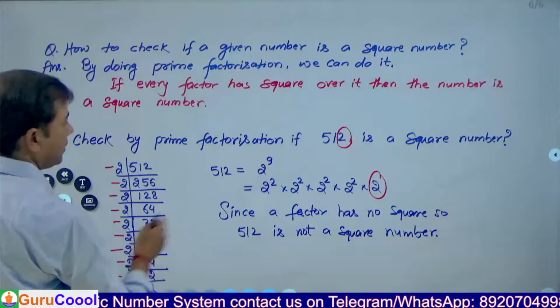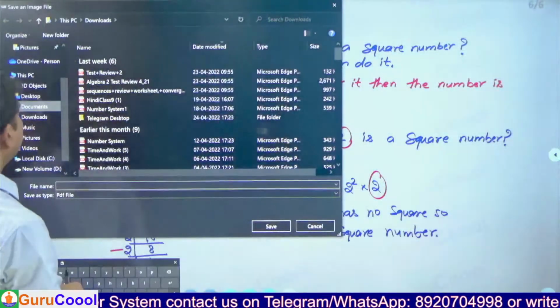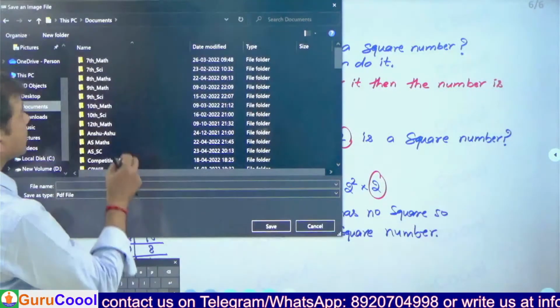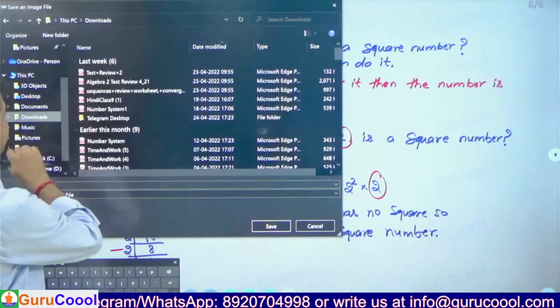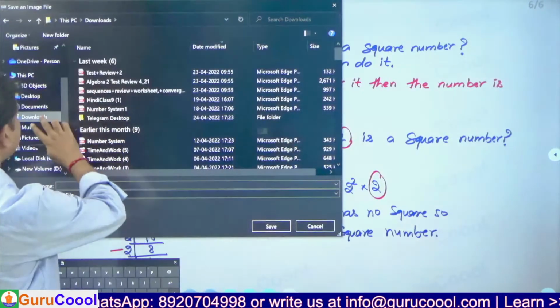Just a moment. Let me save this file. Actually, the classes were back to back, so I had to take a 10 minutes pause before starting this class.